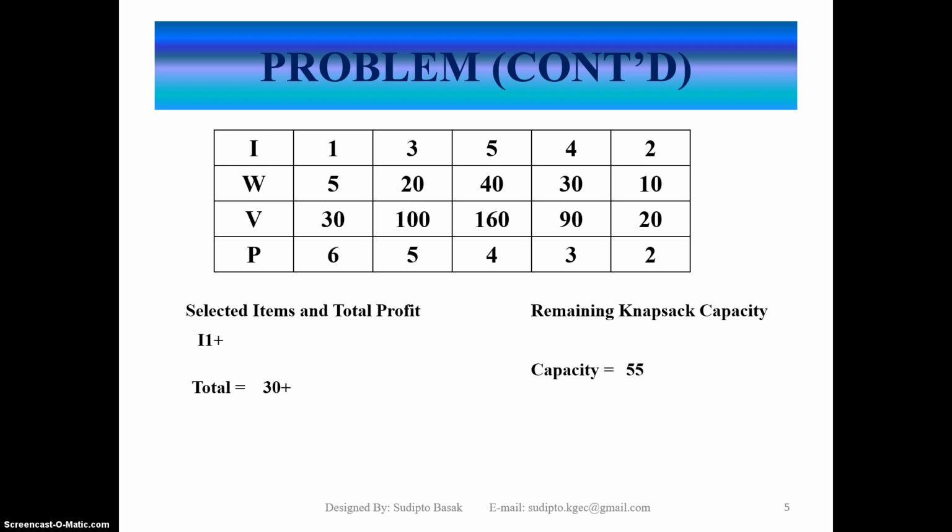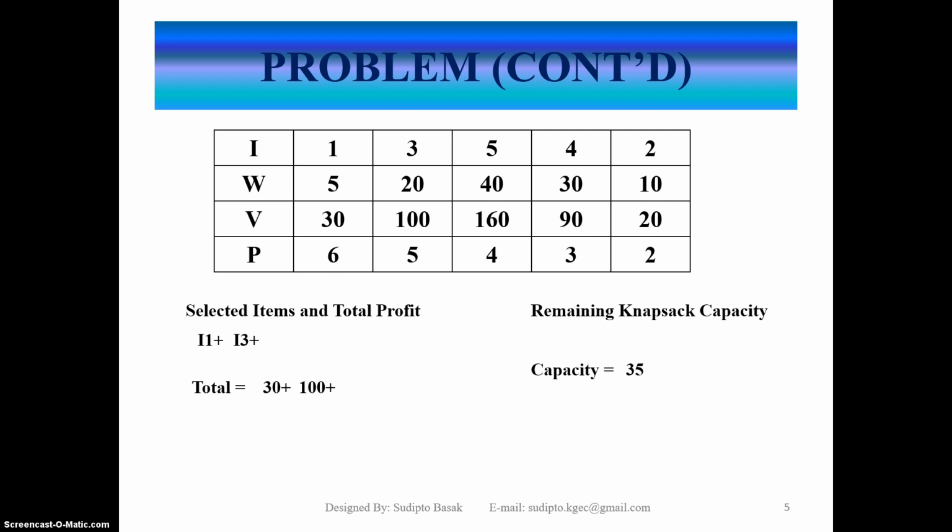First of all, we choose I1. You can check the I1 item has been taken, giving profit 30, and the capacity changed from 60 to 55, because the weight of I1 is 5, so the capacity decreases by 5 and becomes 55. Next we choose I3. I3 has profit value 100, which is added, and since its weight is 20, the capacity decreases by 20, so 55 to 35 is the result.